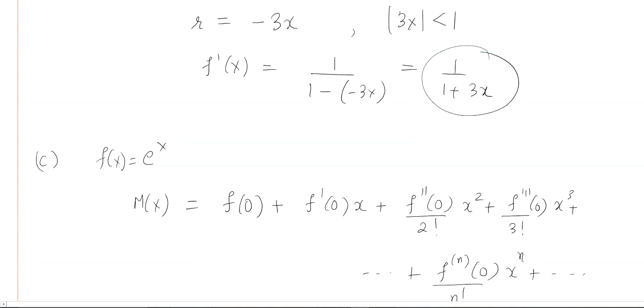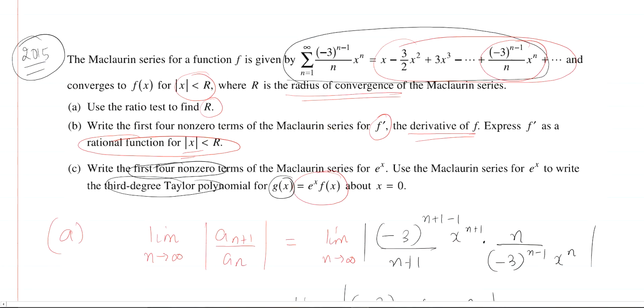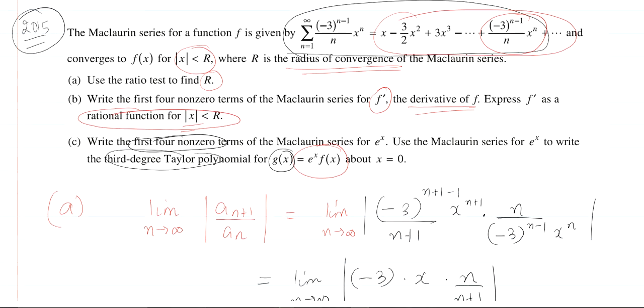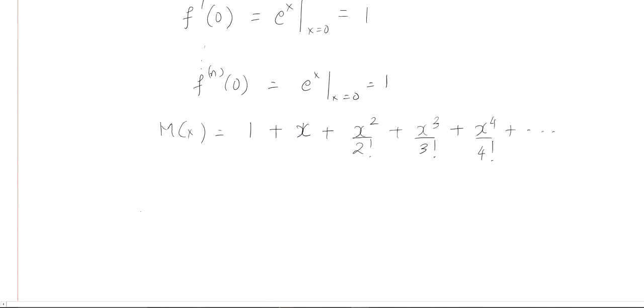Now in the second part of the problem, it wants us to write the third degree Taylor polynomial for g of x, which is e to the x times f of x. So what we're going to do here is we know the expansion for f of x. f of x is x minus 3 half x squared plus 3x cubed and so on and so forth. So we'll take that and also use the expansion for e to the x and combine the two together up to the third degree. So let's just call it part I for this part. So we want an expansion of e to the x times f of x.